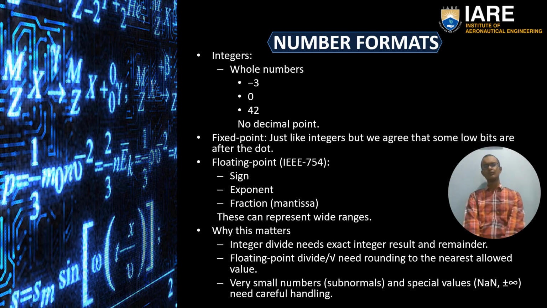Now let's ask why this matters. This matters because integer divide needs an exact integer result and remainder. Floating point division or square root needs rounding to the nearest allowed value. Very small numbers, also known as subnormals, and special values like NaN and plus or minus infinity, etc. need careful handling. Hence, these are the number formats.